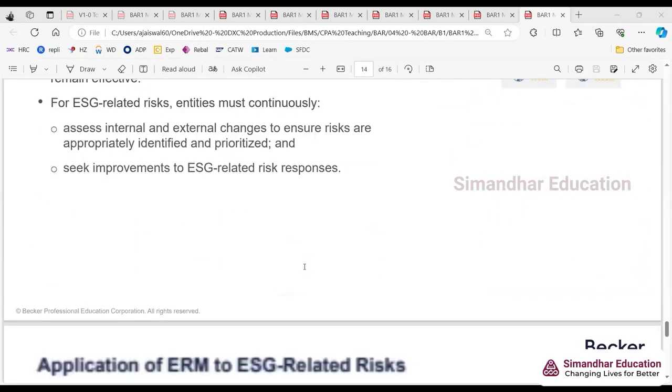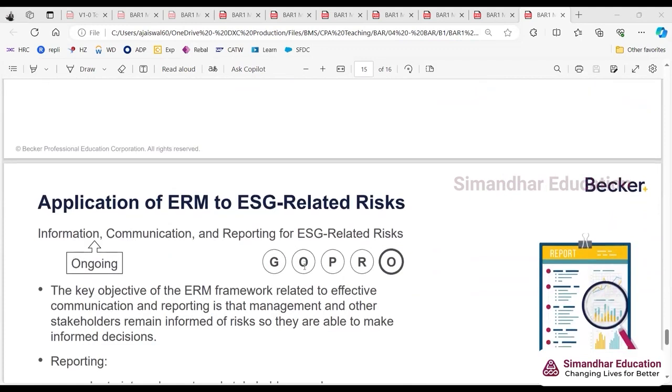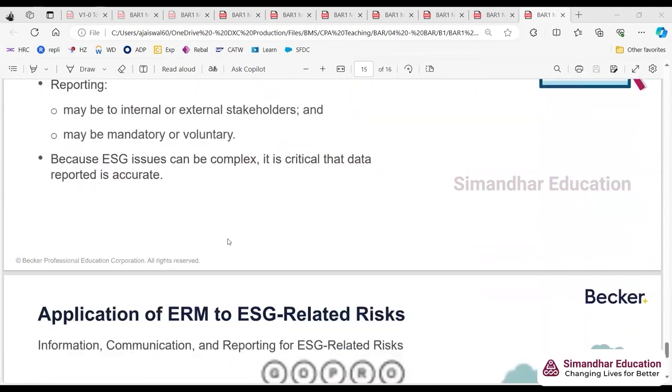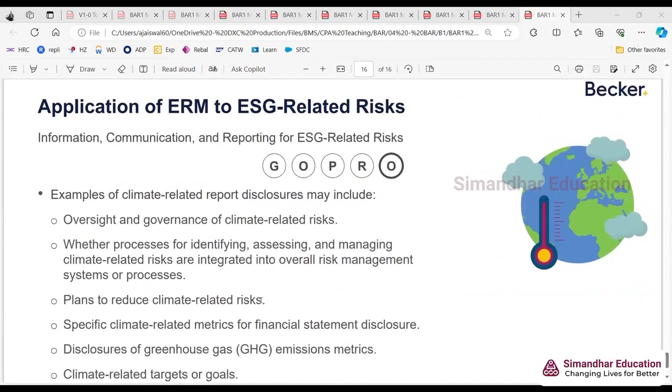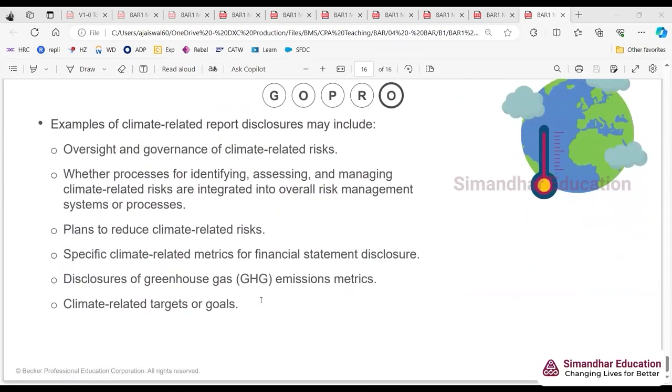So this is fine. We have to review and revise on an ongoing basis. We have to communicate. These are all the same principles which we discussed earlier. The same is being applied on an ESG model basis. So, disclosure of greenhouse gas, etc.